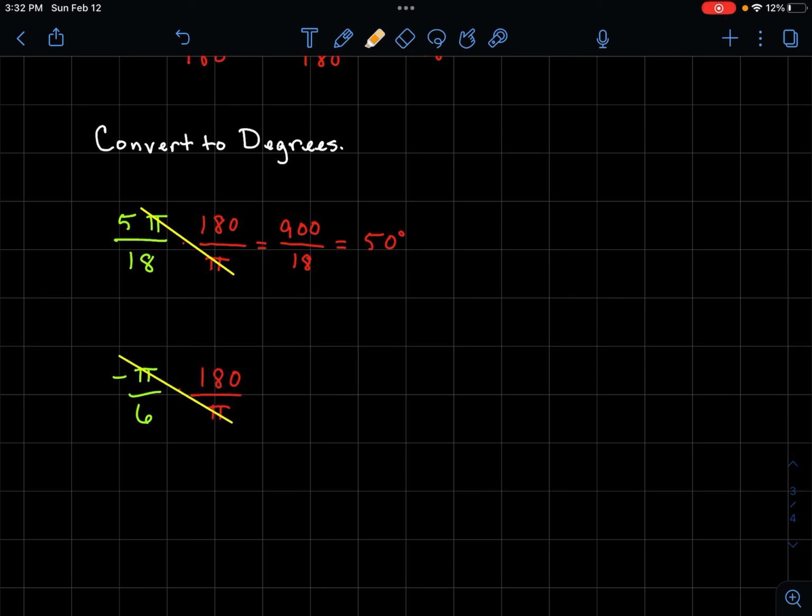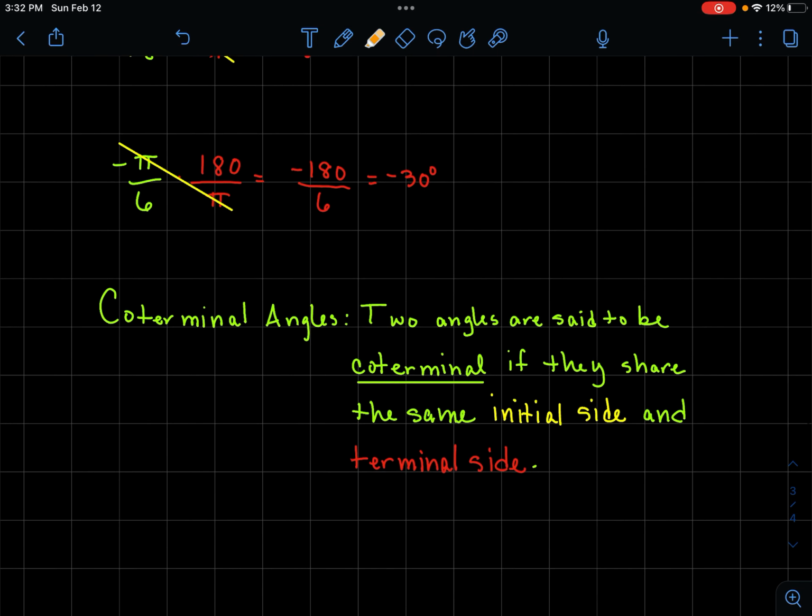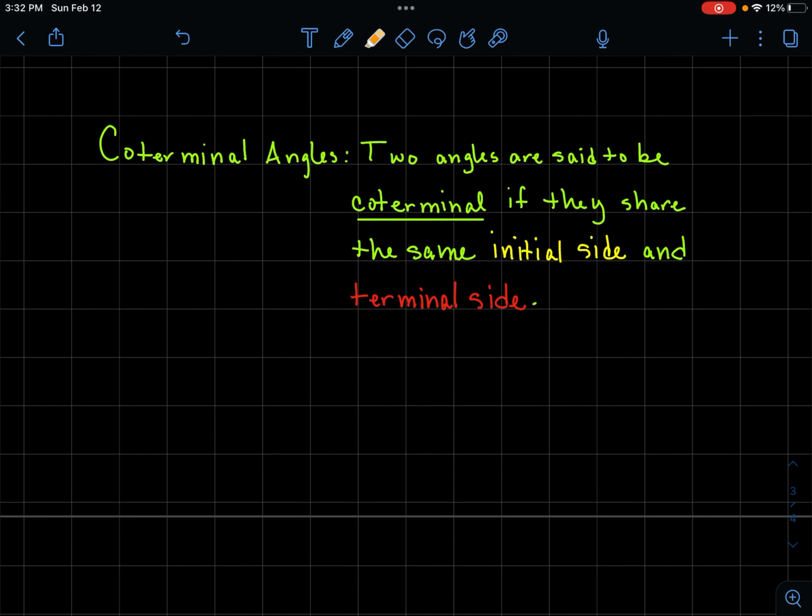How about negative pi over 6? Multiplied by 180 over pi. Again, the pi symbols cancel out. Now we're looking at simplifying negative 180 over 6. Well, we simplify that. That is negative 30 degrees. So there we can convert some radians to degrees and degrees to radians.